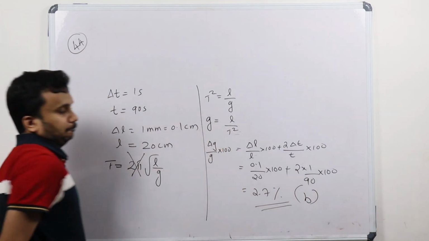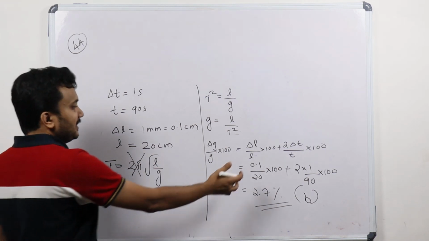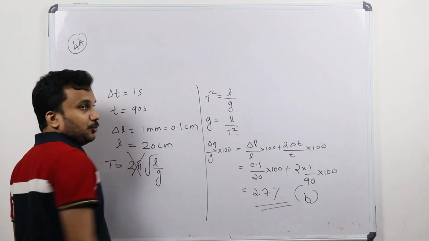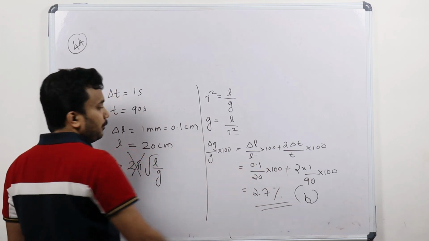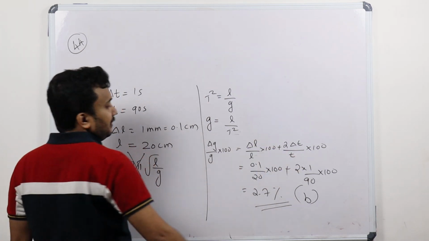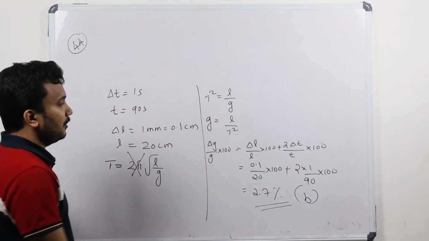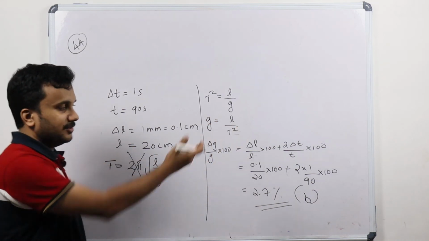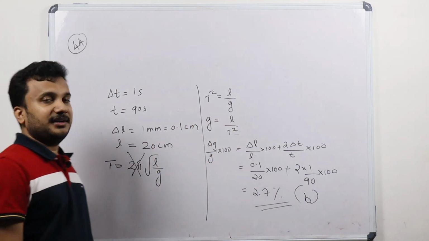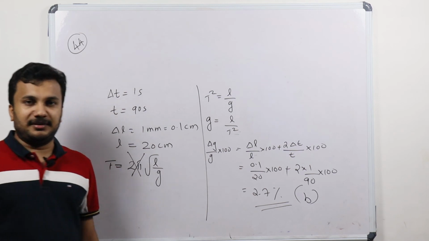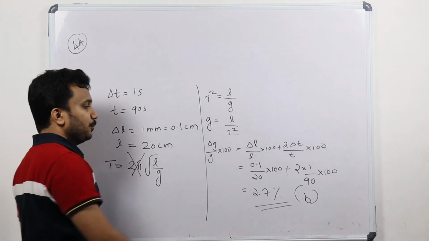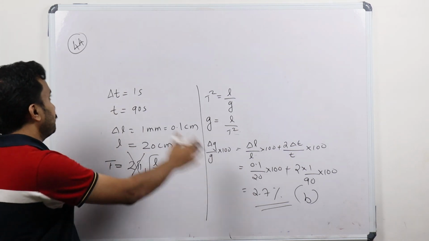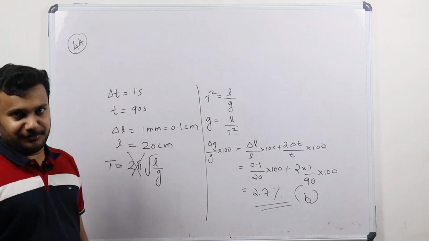Option number B. Okay, the calculation is easy. You can write this as 1 by 200, and 200 and 2 get cancelled. 0.5 will come, and the other one will also come accordingly. 2 by 90 and 100 zeros will be cancelled, giving 20 divided by 9. You can calculate it. So, an easy calculation. The answer is 2.7 percent, which matches option B for question number 44.